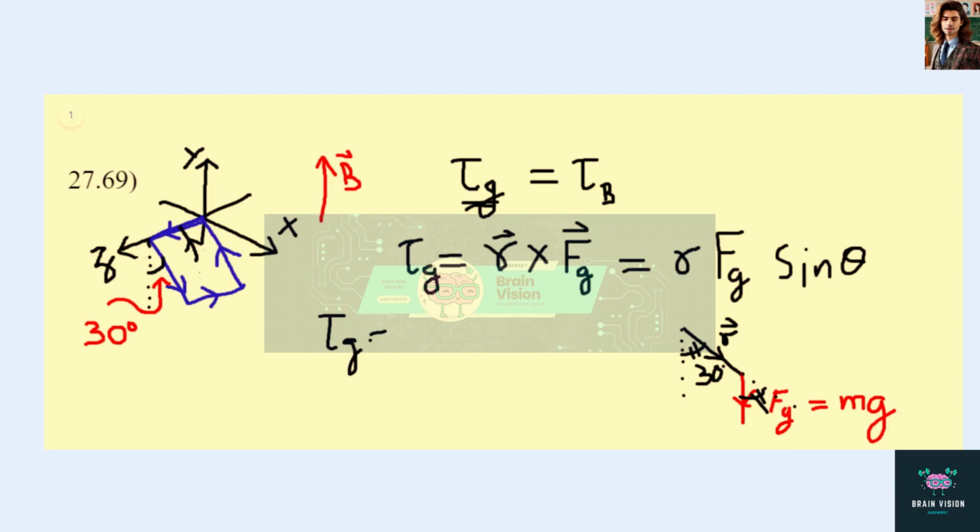So that means I can write the torque due to gravity as the vector r. The vector r, by the way, what is r? Well, r is from the center of this rectangle to this pivot. If you read the question, this left side and this right side are 8 centimeters. So that means this perpendicular distance to the pivot is just 4 centimeters, which is 0.04 meters.